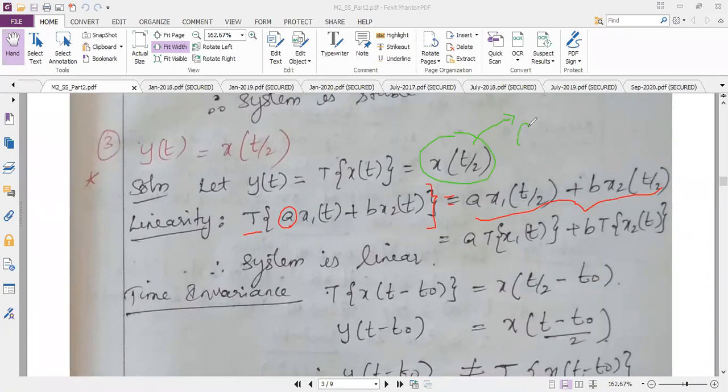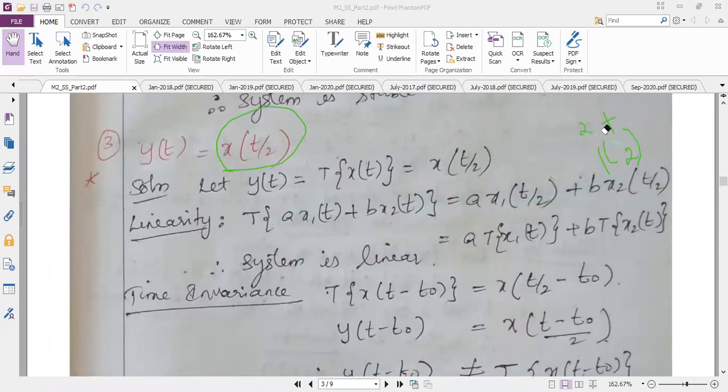So what I will do is write the scaling factor a, and this x of t by 2 I will write for the first input, as per the question. Then plus b into the same x of t by 2, written for the second input, x2 of t by 2. So the given expression x of t by 2 we are writing in terms of x1 and x2, along with the scaling factors a and b. I hope you understood how to write the right hand side of the linearity equation.